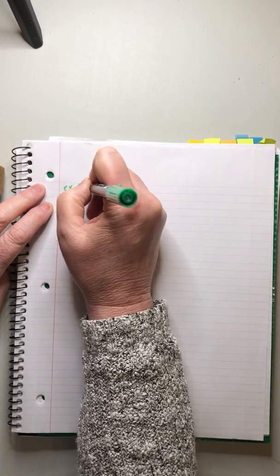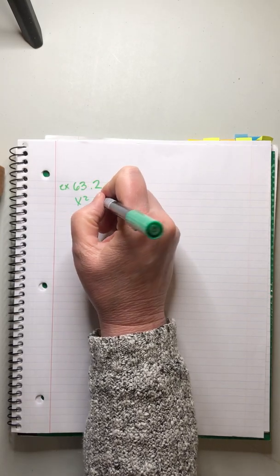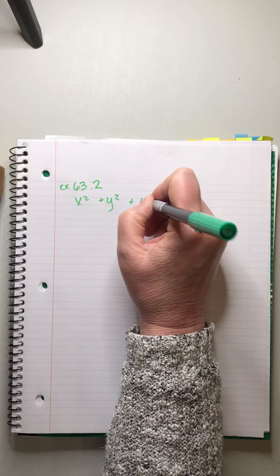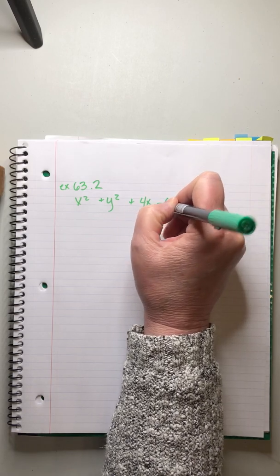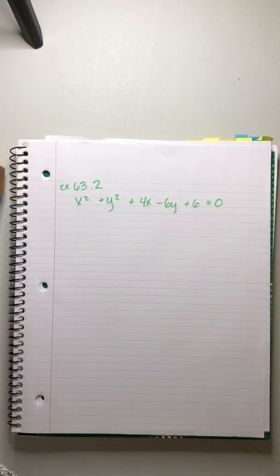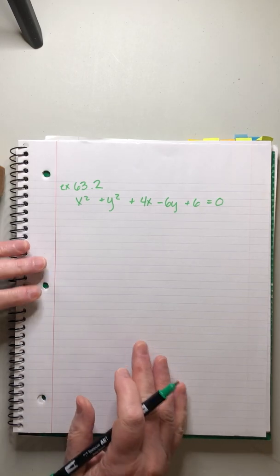63.2. Given the general form of the equation of a circle, complete the square to write the standard form of the equation and then graph the circle. Okay, so it's the very same thing. The numbers are going to get a little kookier. Those numbers were all super cute, but it's the same process.